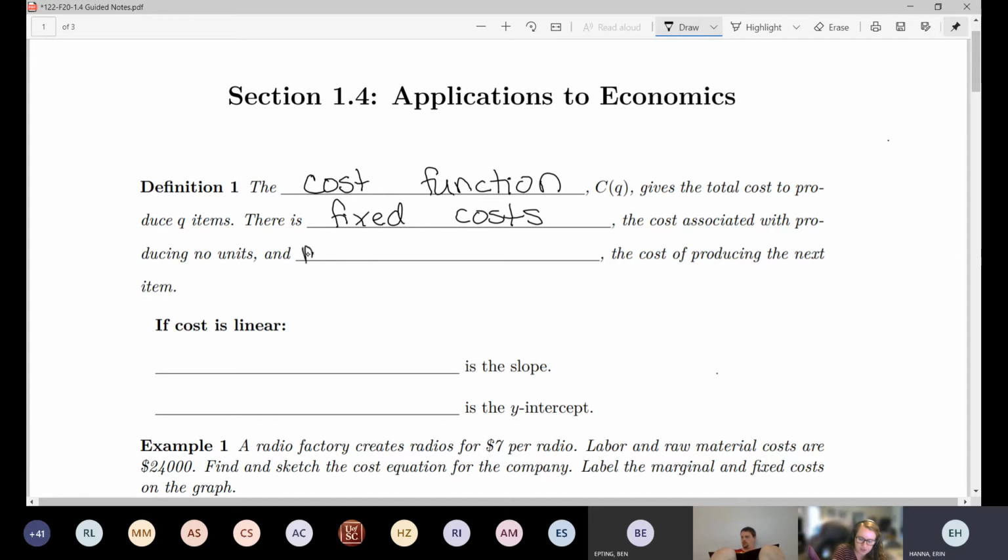And then there's the marginal, which is also sometimes called the variable cost, which is the cost of producing the next item. So essentially, you've made 5 items. How much more is it going to cost you to make the 6th one? Or you can also think about it as how much does it cost you to produce each one?